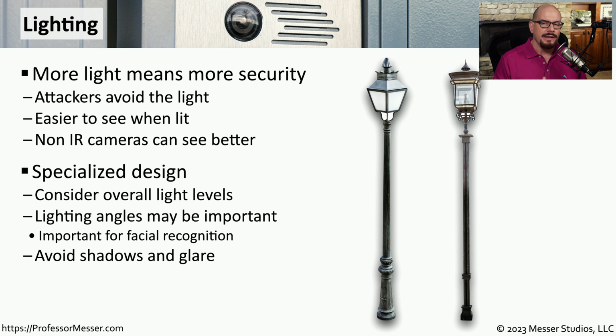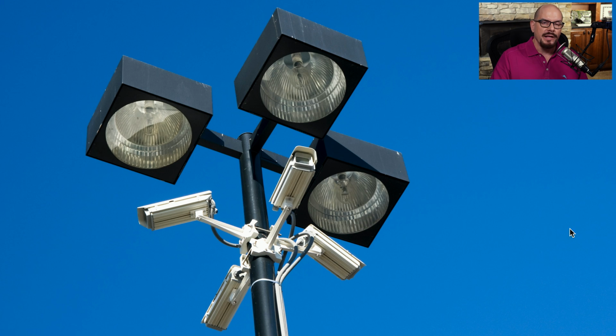Finding the right light for an area is important as well. You want to be sure it's one that can illuminate the entire area, and you want to be sure that the lighting angles are important, especially if you're using cameras to capture facial recognition. In a parking lot, for instance, you may have lights to be able to illuminate all of the cars in the parking lot, and then have cameras that are able to monitor that parking lot 24 hours a day and 7 days a week.